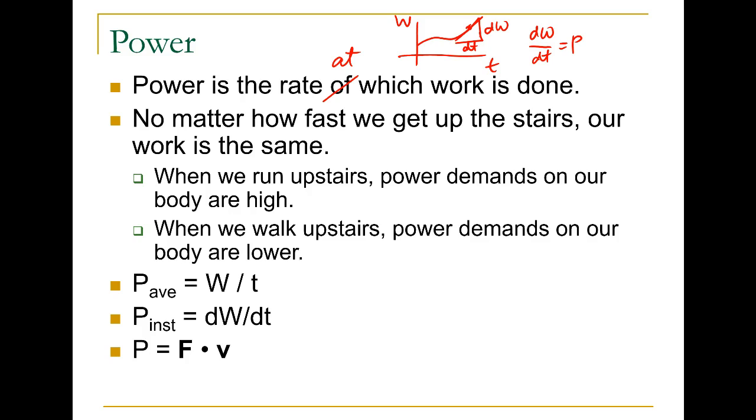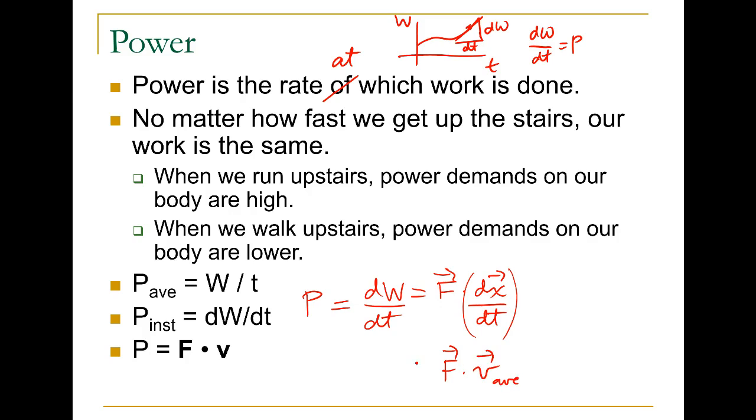Now it's also true that the power is F dot v. So how do we get that? Well, we know that work is F dot dx, or dW is F dot dx. And one thing that you can do is take the time derivative of each side of this. Well, that's power, dW/dt, but dx/dt is just average velocity. Okay, so power is another scalar, and this is actually v average.